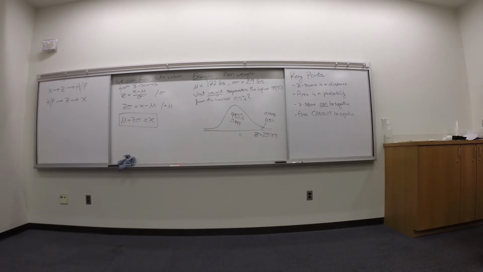So you have the probability, right? Yes. And we know that this table gives everything to the left. Yes. Right? So we're looking for the number right here, 0.995.